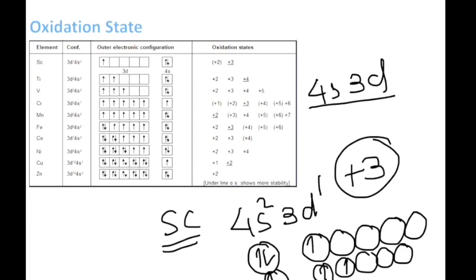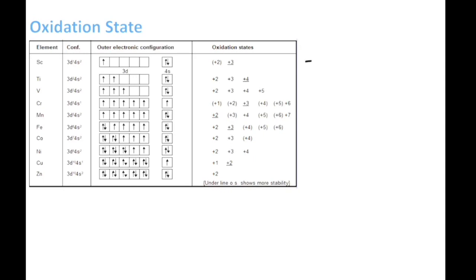In exactly the same way, titanium can show +2, +3, +4 states, maximum +4 state. Vanadium can show +2, +3, +4, maximum +5 state. Chromium can show maximum +6 state. Manganese can show maximum +7 state.